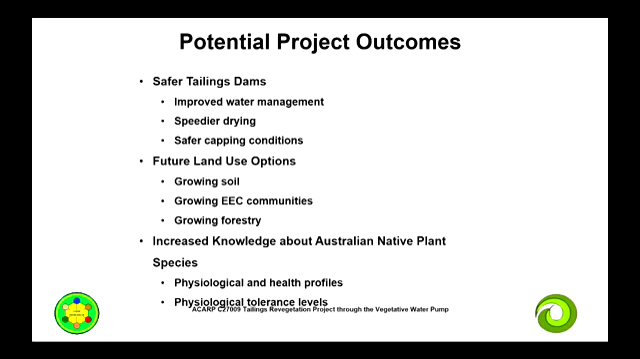But we would also like to look at future land use or alternative land use options, which would include growing soil, for example, which could be used on rehabilitation sites when there is a lack of natural soil. Growing communities of plants, which could also be transferred onto rehabilitation sites. Growing forestry trees, for example, could also be used. And of course, additionally to that, we hope to increase the overall knowledge of Australian native plant species, looking at physiological and health profiles and physiological tolerance levels.